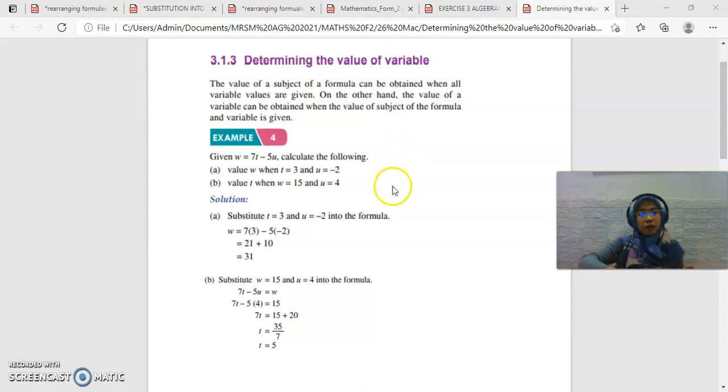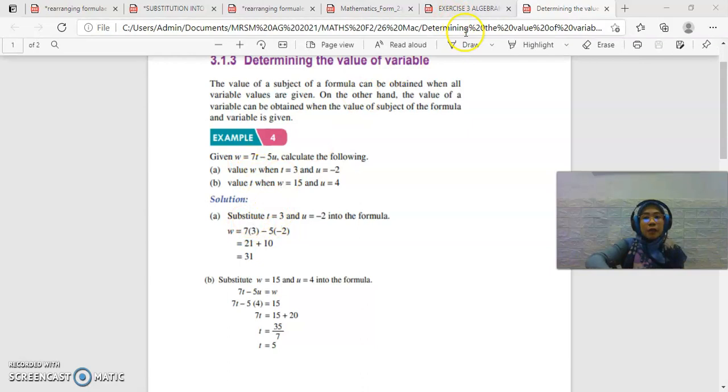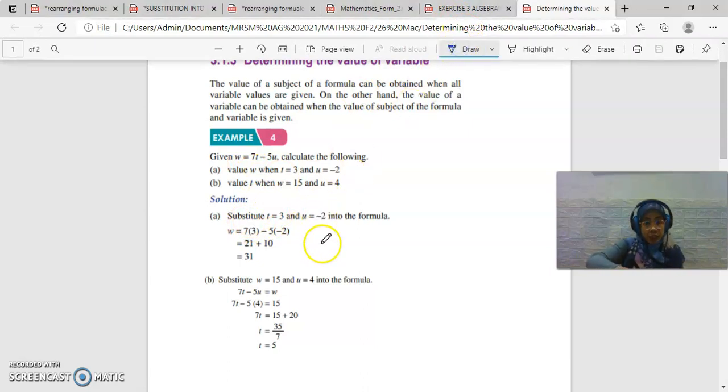Okay, so we go for the first question. Given w equal to 7t minus 5u, calculate the following. The value of w when t is equal to 3 and u equal to negative 2. So for this part, we already have w as a subject, so you don't have to rearrange. You just substitute the value, given t equal to 3 and u equal to negative 2, and then we get the value.